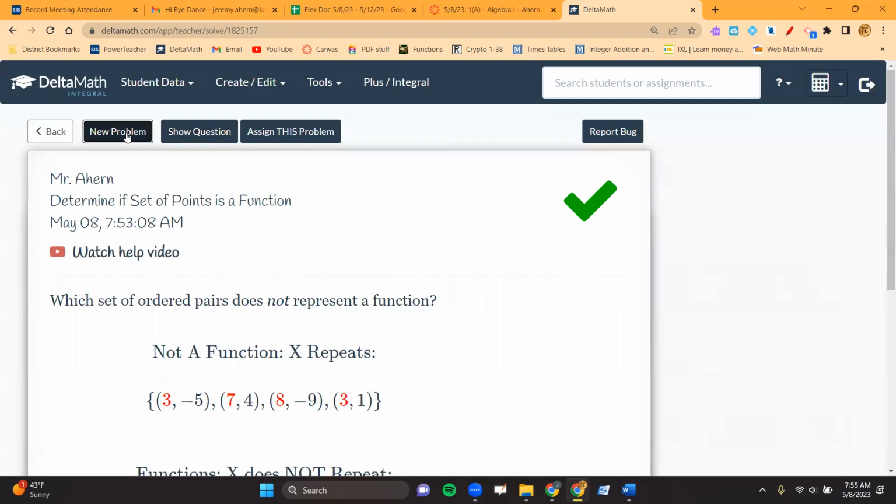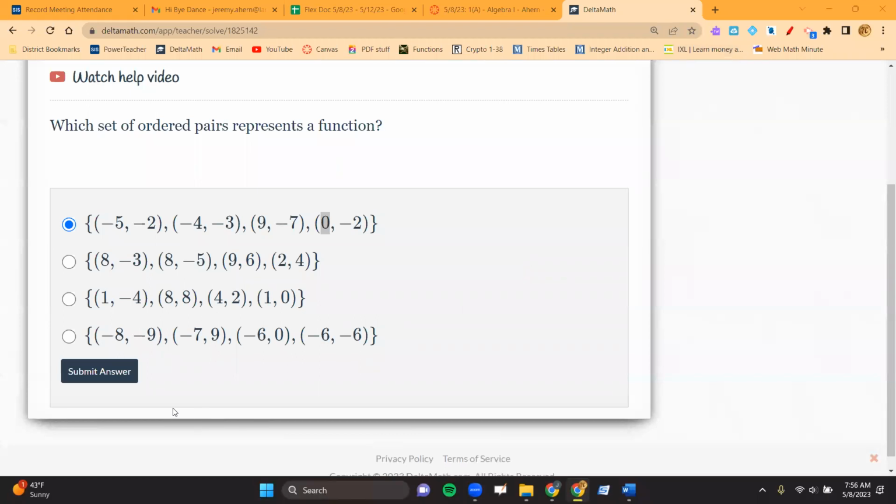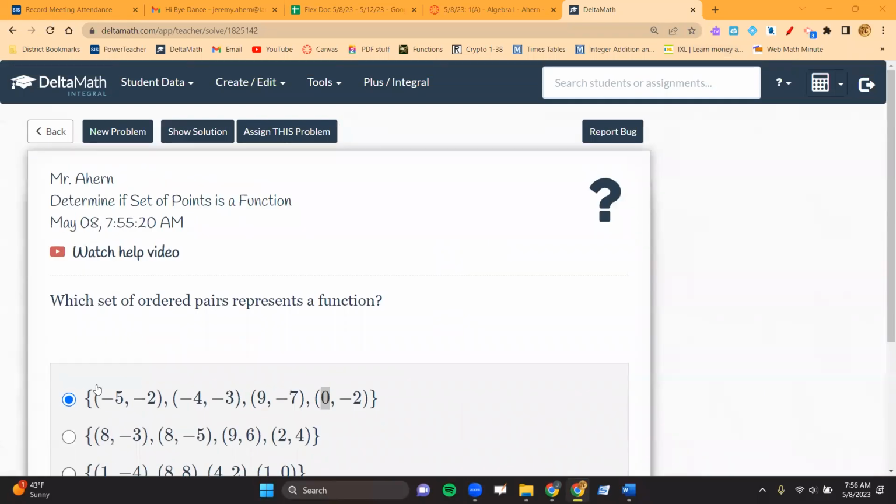All right, let's do another one. So this time it says which one represents a function. So again, you have to watch out for the words. This time we're looking for the one that is a function. So can you see which one is okay? Yeah, the first one is fine because it's got all different inputs: -5, -4, 9, and 0. It works. So any questions on the first section? Okay, so that's that section.